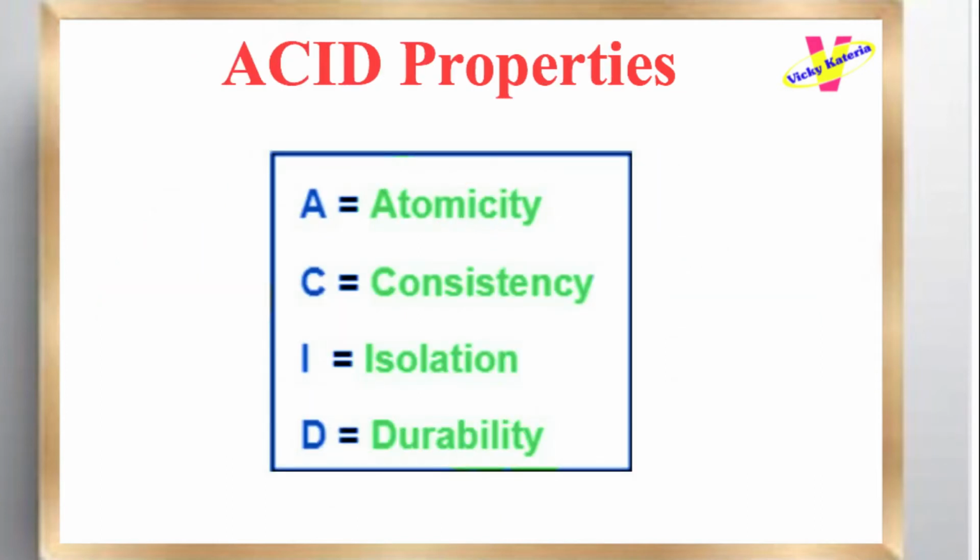ACID properties. It is important to ensure that the database remains consistent before and after the transaction. To ensure the consistency of database, certain properties are followed by all the transactions occurring in the system. These properties are called as ACID properties of a transaction.